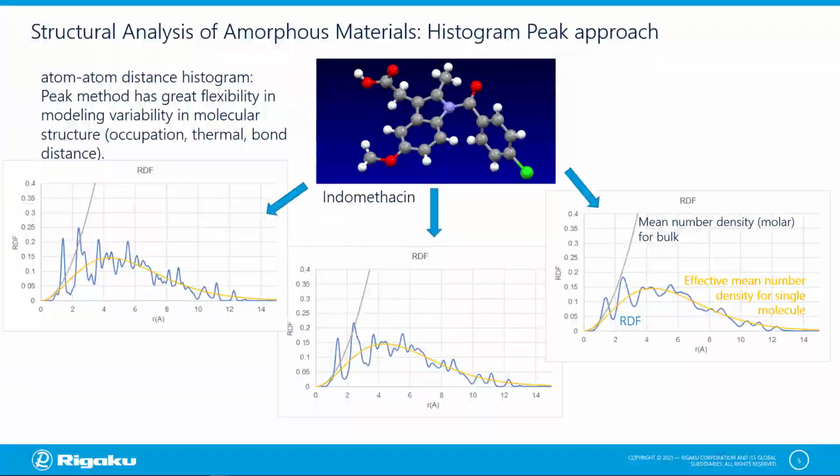The real power of the histogram approach is its flexibility in dealing with molecular modeling, as shown in this example here. You can readily change the occupation number for each of these atoms, the thermal vibration, the uncertainty, bond distances, and molecular conformation. These can be readily changed and the RDF recomputed on the fly. This gives you the ability to dynamically change your PDF calculation and then fit that to measured data.